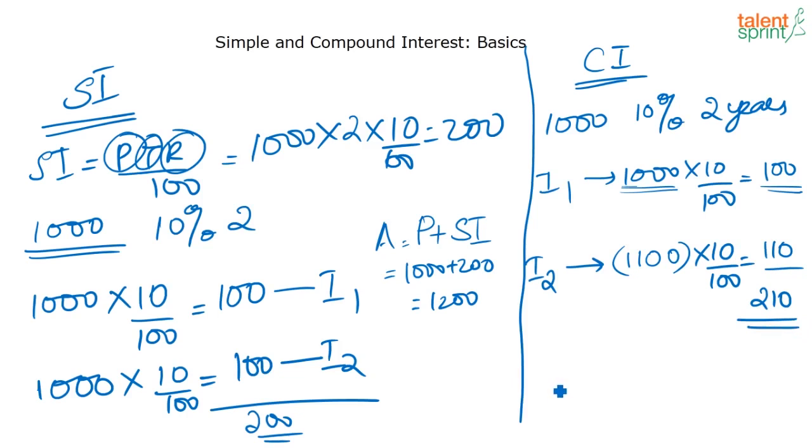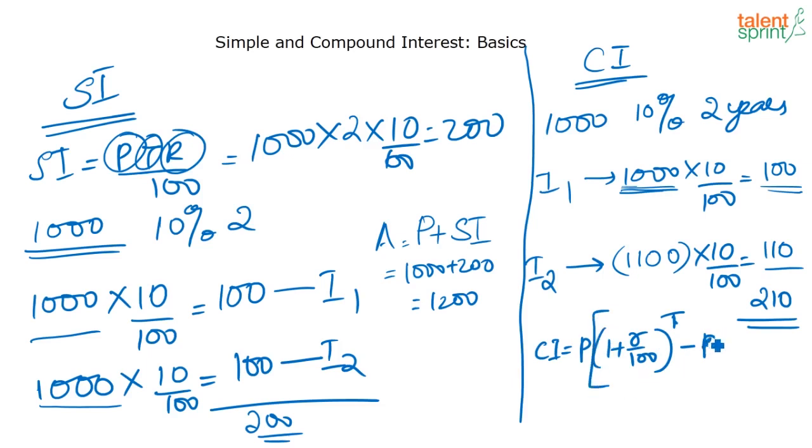So, in simple interest, the principal always remains the same after every year. Compound interest is also called interest on interest, correct? At the end of every year, while calculating the interest for the next year, the interest earned in the previous years is also taken into consideration. And the formula for compound interest is: compound interest is equal to P into 1 plus R by 100 whole to the power T minus P. Or you just write it as P into 1 plus R by 100 whole to the power T minus 1. So, this is the formula for compound interest.